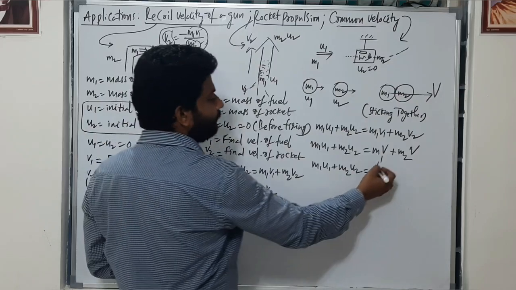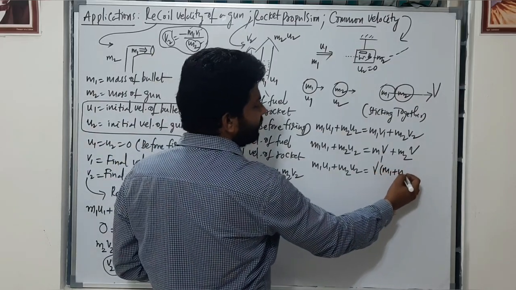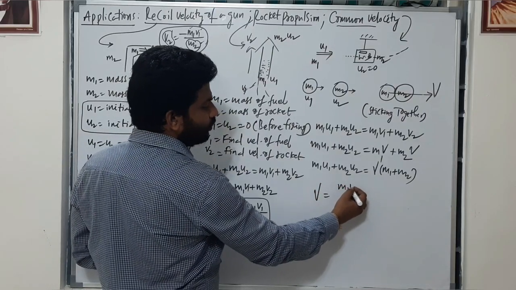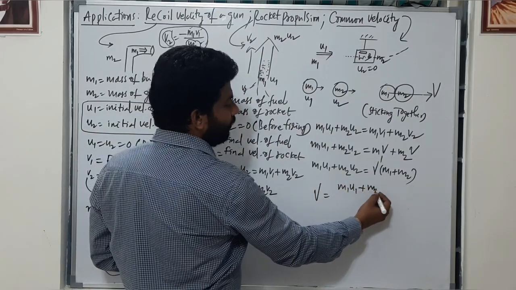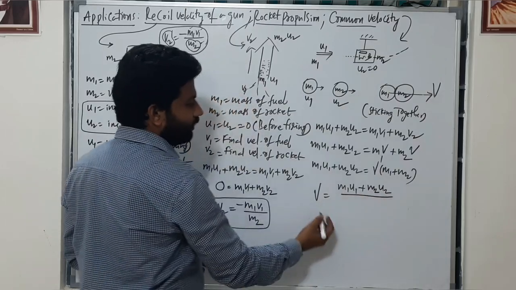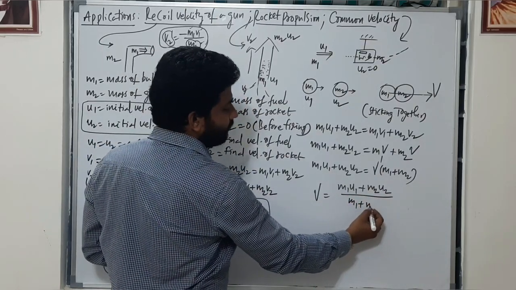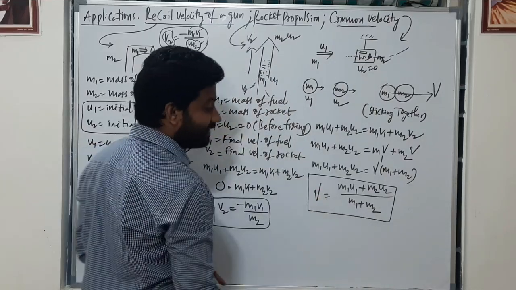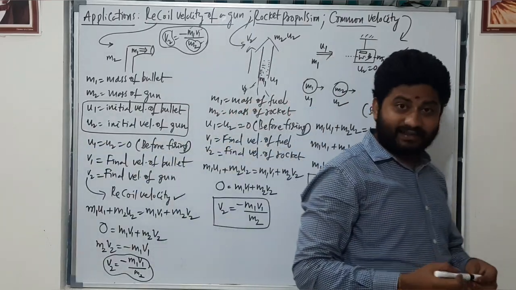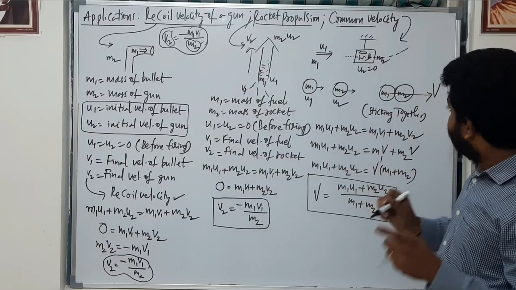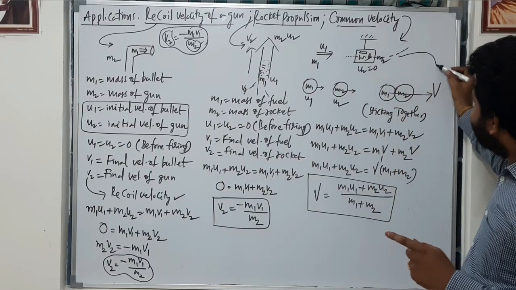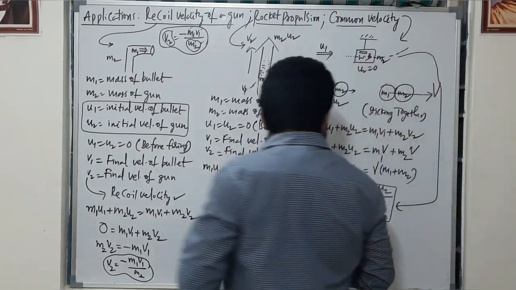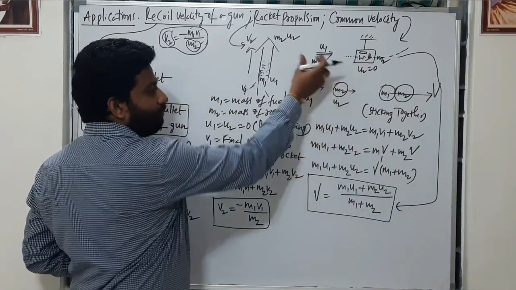If you take common, it will be m1 plus m2, right? This common velocity if I write, so that is numerator m1u1 plus m2u2 divided by m1 plus m2. Okay, so this is called the common velocity term. So if you apply our first case, our first assumption in this, what happens here?